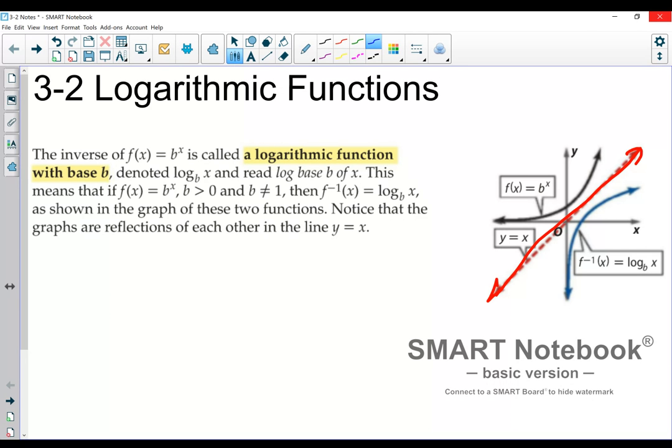If we're squaring, we have a square root. If we're multiplying, we can divide. If we're adding, we can subtract. Those are all inverse operations. So we need to have an inverse operation for exponents as well.